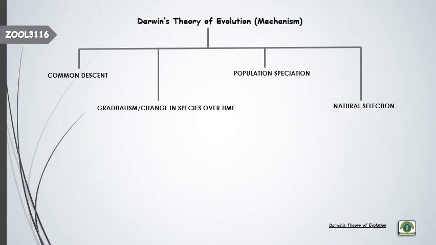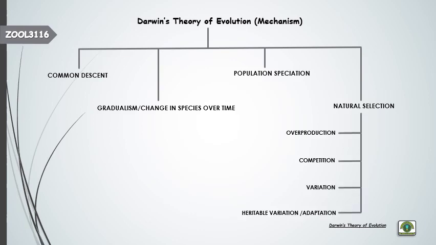Okay, and today we have talked about Darwin's different ideas that he has given as a mechanism of evolution. We have talked about common descent, gradualism or change in species over time, population speciation, that is how new species evolve within a population, and finally natural selection. Natural selection is the idea that becomes another theory, Darwin's theory of evolution by means of natural selection. The theory has further postulates like overproduction, competition, variation, heritable variation, and adaptations. So we will talk in our next lecture about Darwin's theory of evolution by means of natural selection.